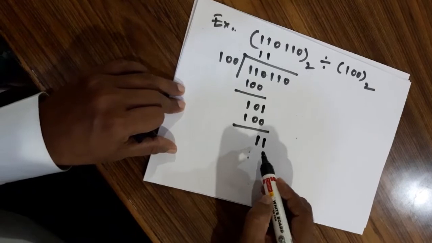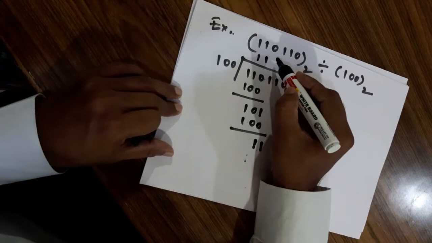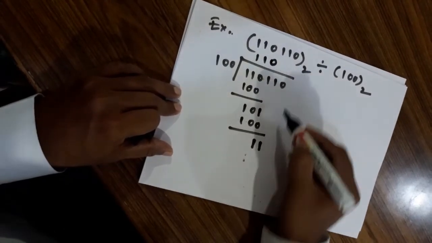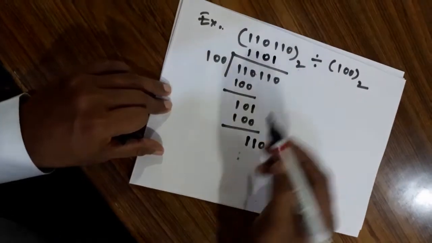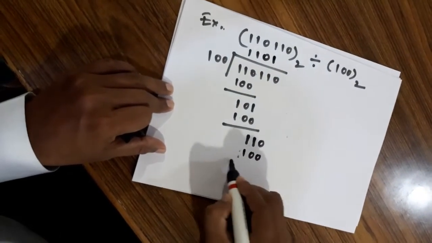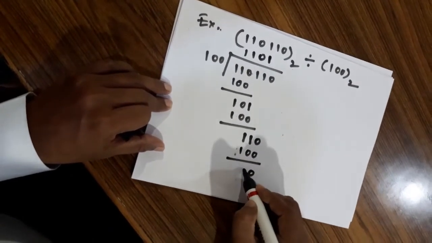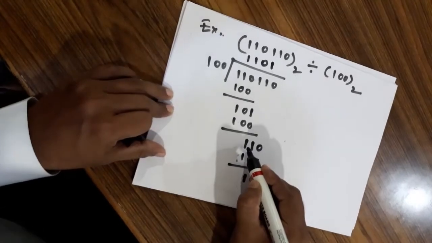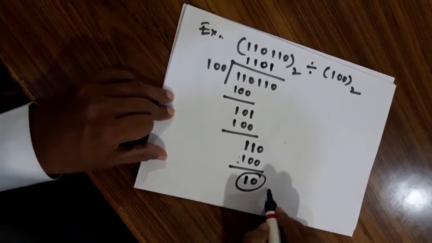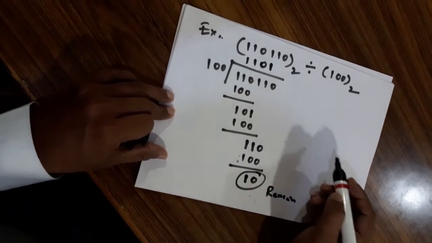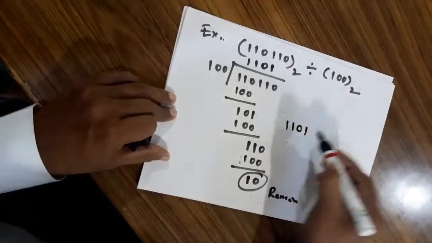See, 11 is smaller than 100, so I want this digit also here. To do that, I have to add 0 here. I am taking that digit, right? Now 100 1s are 100. See, 0 minus 0 is 0, 1 minus 0 is 1. Anyhow 1 minus 1 is 0. I am not writing that one. Okay, so this is the remainder, and the quotient will be 110. This one is the quotient.